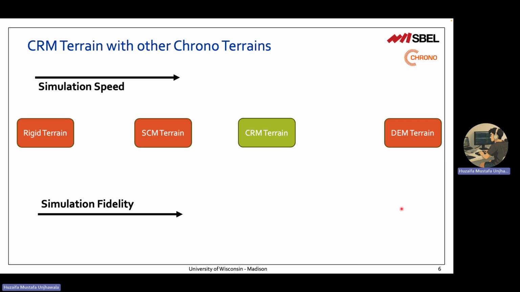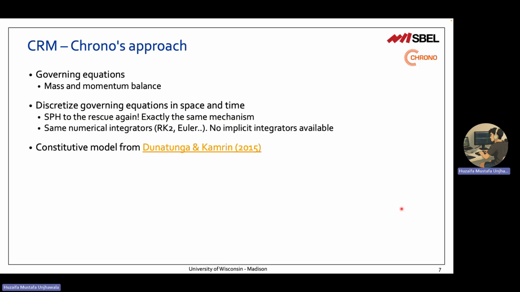So you get some more simulation fidelity, but of course, it's not as good as a DEM simulation. So you lose out because of the assumption that the terrain is a homogeneous material, which it is not in reality. So this is how you put CRM terrain into the other Chrono terrains.